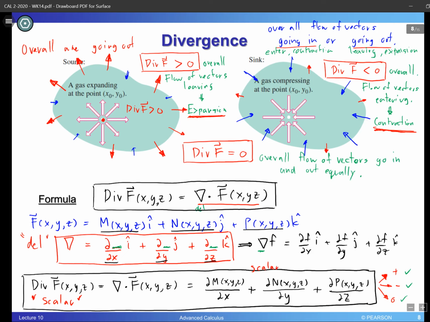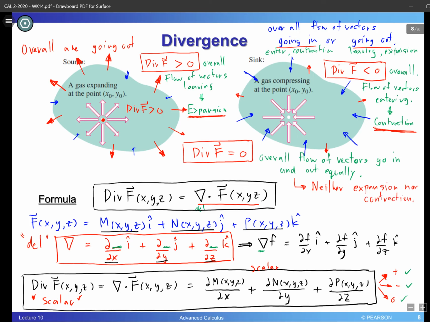Alright, so when you have the same amount of vectors going in as they are going out, this is going to be the case when you have neither expansion nor contraction. Nothing gets bigger and nothing gets smaller. So this one is going to correspond to neither expansion nor contraction.